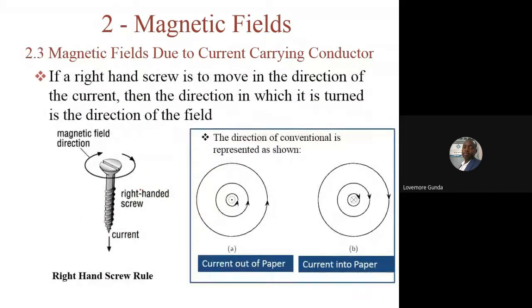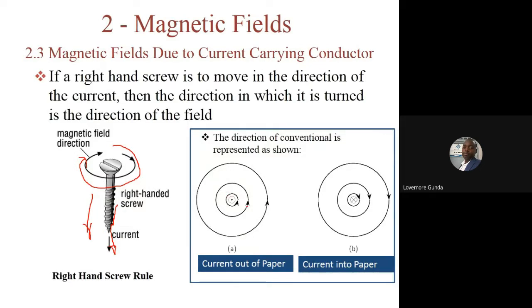So again, for the right-hand screw rule, let's say you know the direction of the current. If your current is moving downwards, then you just determine the direction in which you should turn the screw so that it goes down. That will be the direction of the field, and the direction of movement of the screw becomes the direction of the current. Right.